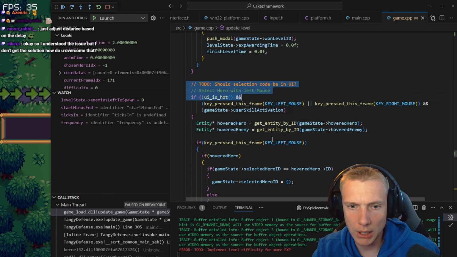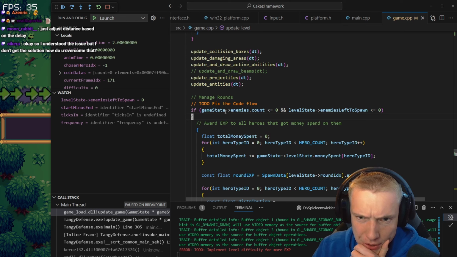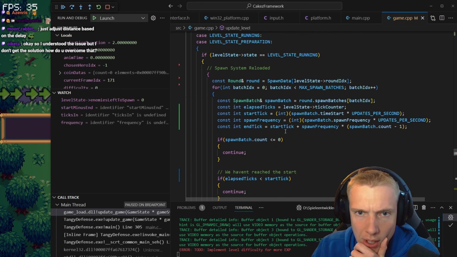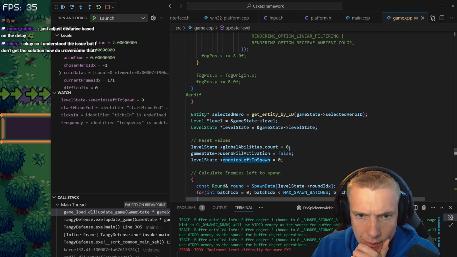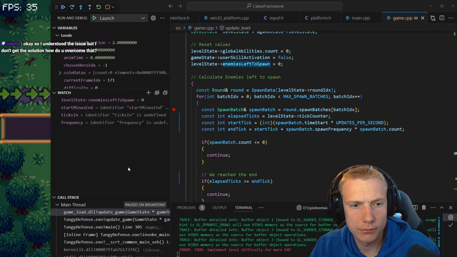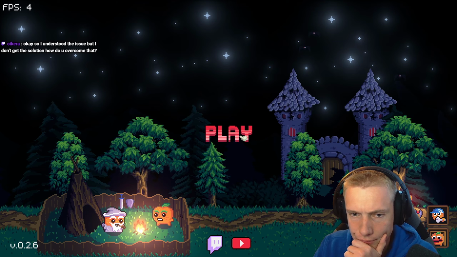This should be in the UI, yes. We're gonna do this later. So this one here, enemies count, enemies left to spawn. Fix the code flow, manage rounds. So it looks like it doesn't find enemies left to spawn, which means my calculation here is wrong. Guys, it doesn't spawn me anything.